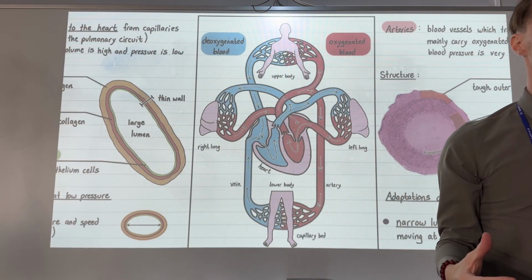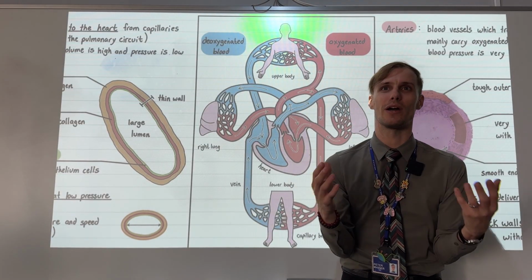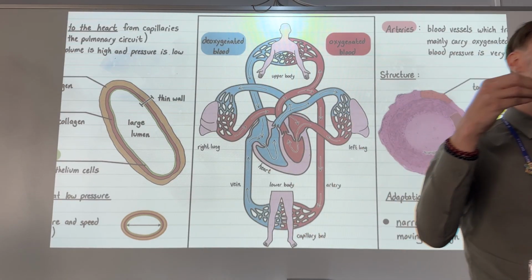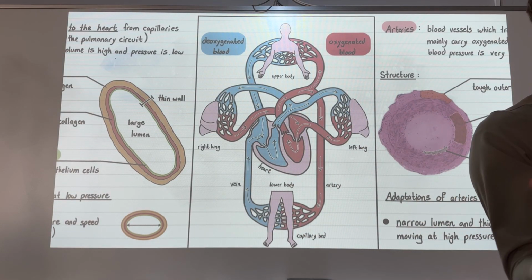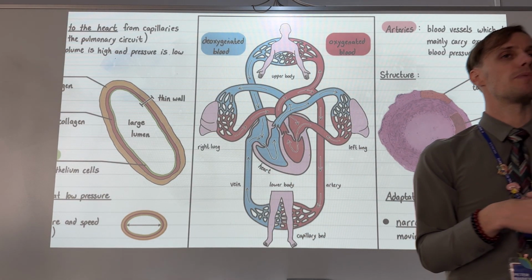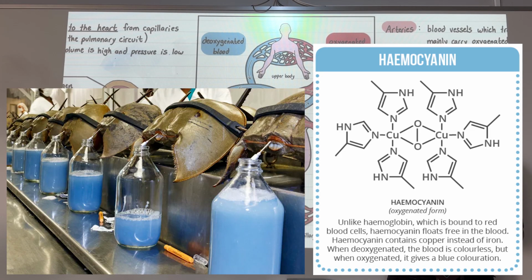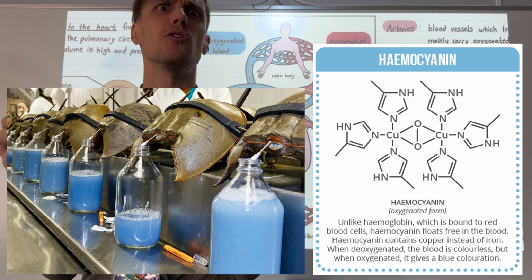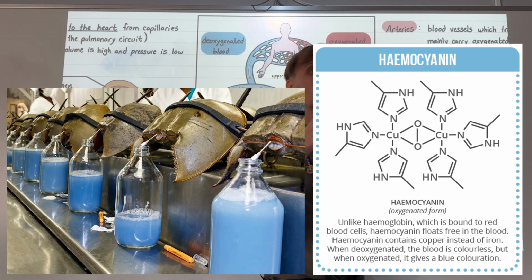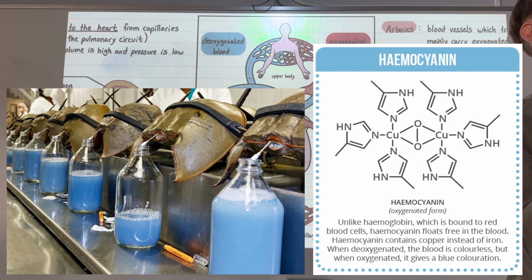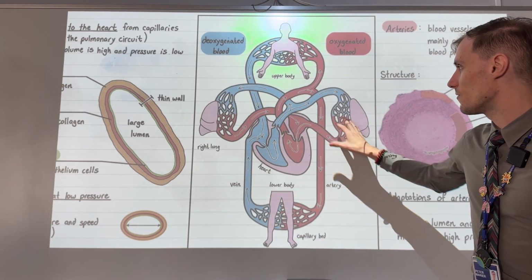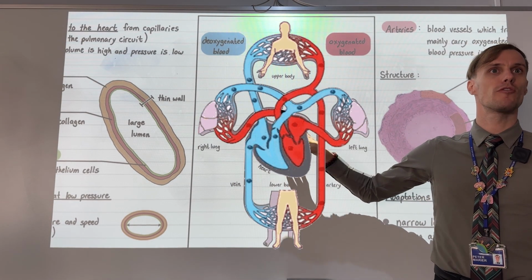As an aside, what's actually quite interesting is that there are actual animals with blue blood. An example would be horseshoe crabs, and the reason that their blood is actually a very bright blue is because their hemoglobin actually uses copper rather than iron. So I just want to give you a little bit of an overview here.